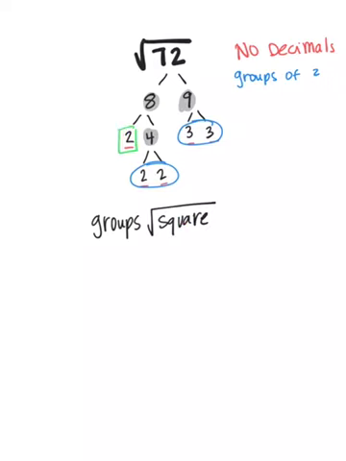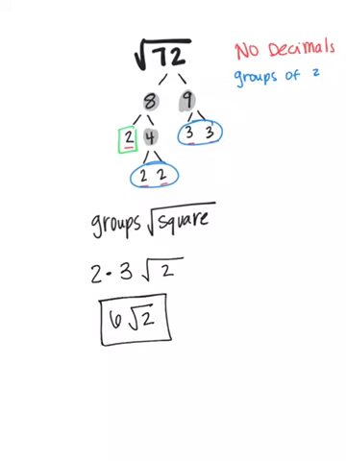So our answer would look like this. We have a group of 2. We have another group of 3. And if we have multiple groups, we multiply. In the square stuck is a 2. Poor little 2. So our answer, 2 times 3 is 6. In the square is 2. So this simplified radical is 6 square root 2.